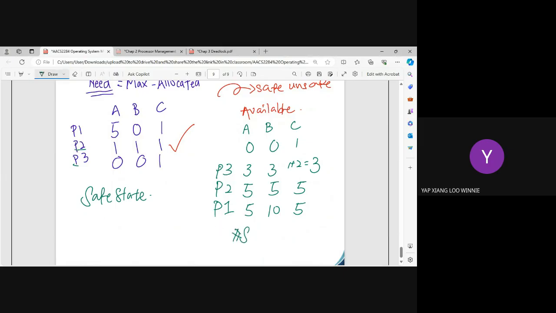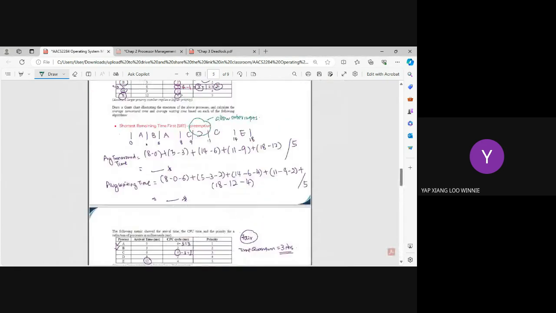It is safe if your available is greater than your need. If you see your available here is 333, and your need is just 111, available is greater so it's safe. But if 333 and then the last step is 501, do you think it is safe? No, it is not safe anymore, right? So over here this is a safe state, and we can process process 3 first, followed by process 2, and then followed by process 1. That's it.